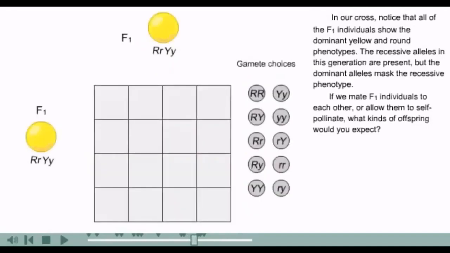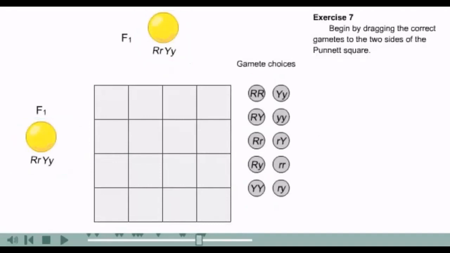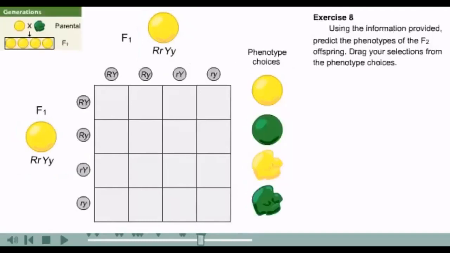If we mate F1 individuals to each other, or allow them to self-pollinate, what kinds of offspring would you expect? Begin by dragging the correct gametes to the two sides of the Punnett square. Using the information provided, predict the phenotypes of the F2 offspring. Drag your selections from the phenotype choices.